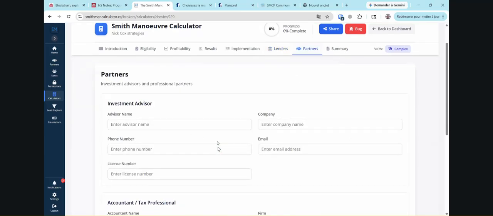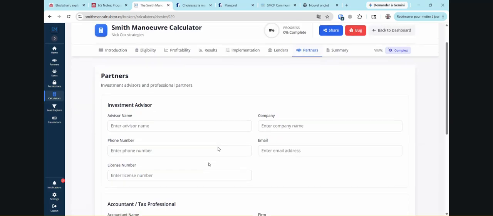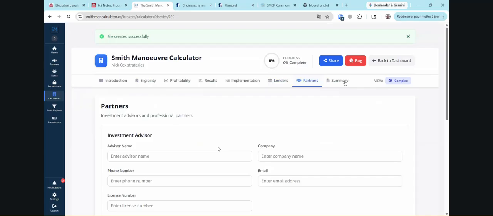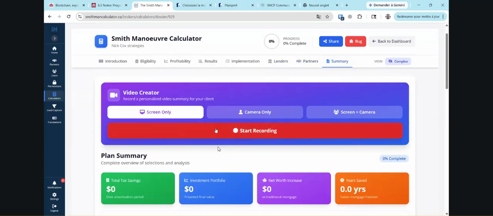Partners, if you have any investment advisors or partners, you can enter them and share all this information directly. Once they're in, you can share clients and analyze together. Summaries, you can film a video and actually present it to your clients. You can stop paying Loom every month and actually do it live within the portal.